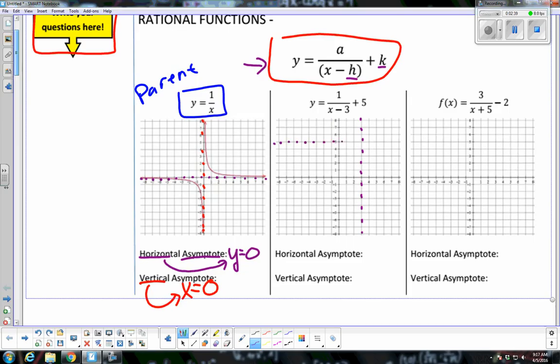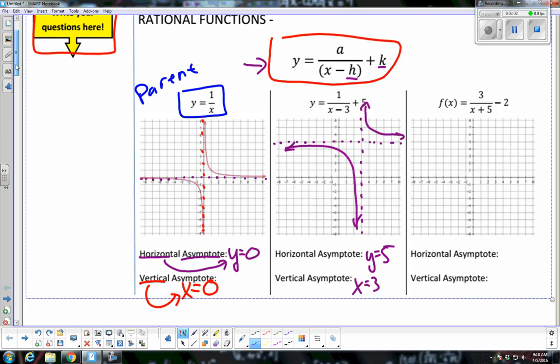So we have our horizontal asymptote, we have our vertical asymptote, and the graph would lie right in here, just like it did before. So pretty easy to do. Our horizontal asymptote in this case would be y equals 5. Our vertical asymptote would be x equals 3, and we're good to go there.